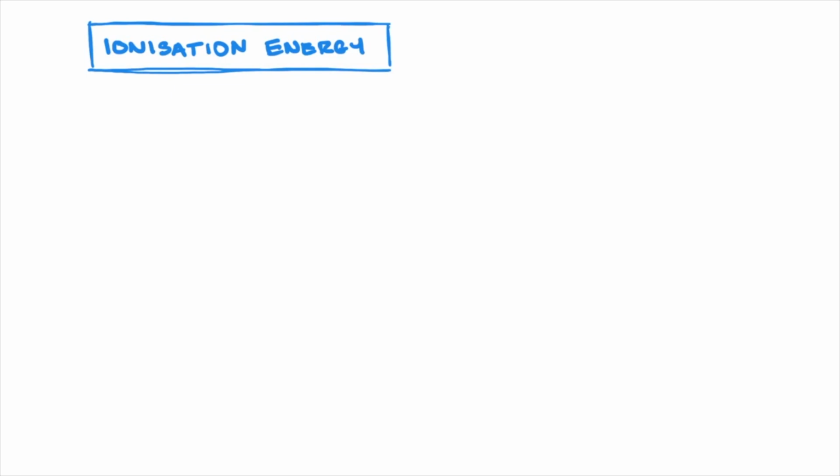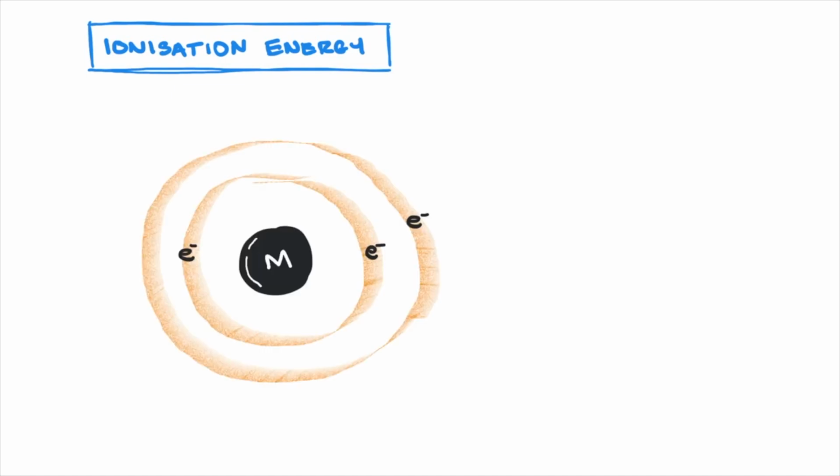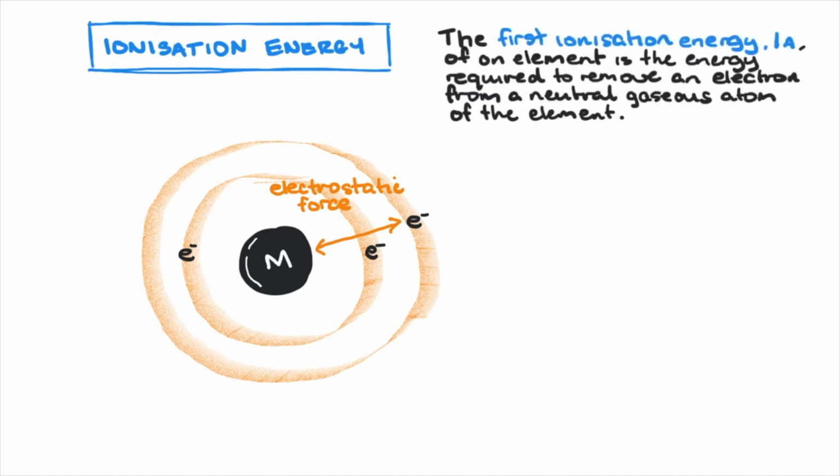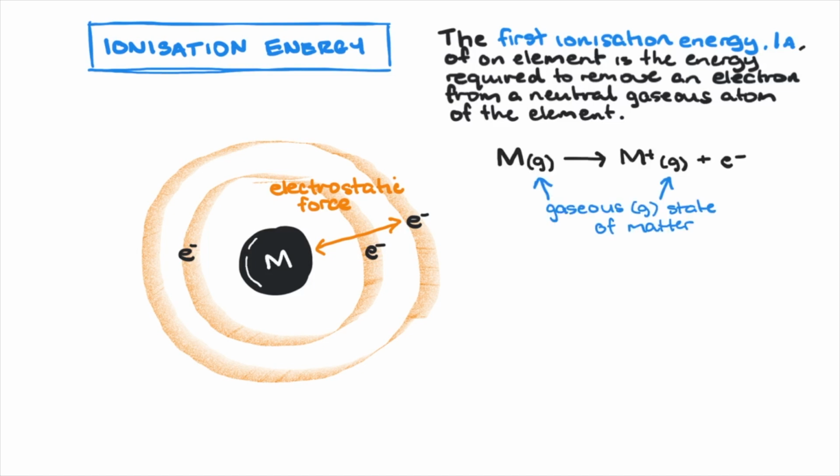If we take a gaseous metal, say M, it can lose an electron if energy is supplied that can overcome the electrostatic force between it and the nucleus. The energy required to remove the most loosely bound electron from a metal in the gaseous state is known as the first ionization energy and can be represented by the following equation. A second electron can be removed, but much more energy will be required.